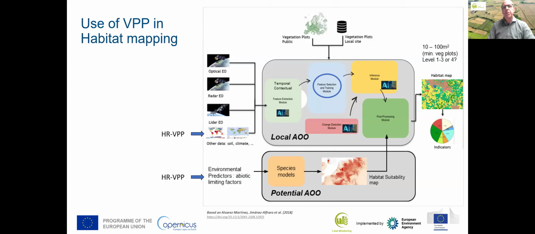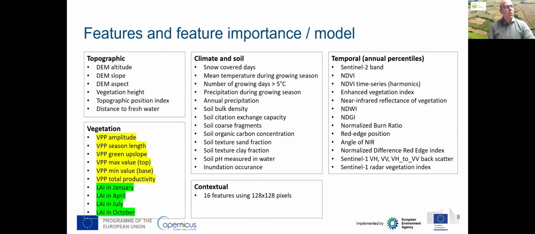And that's what we will explain a bit more in the next couple of slides. So you see, these are all the predictors. I'm not going to read them all, but there are 5 important categories. So you have topographic predictors like digital elevation model or vegetation height, a number of climate and soil predictors related to mean temperature during the growing season, or soil information like soil bulk density, etc.